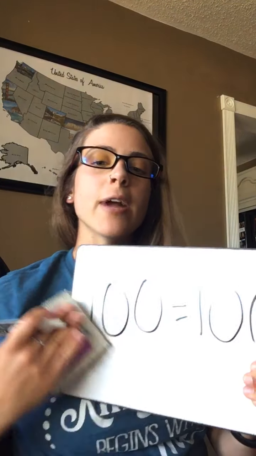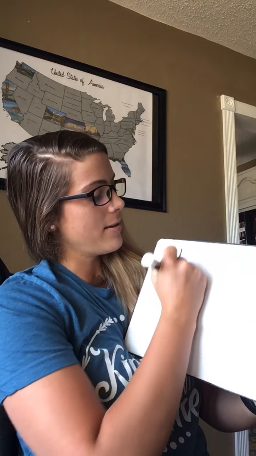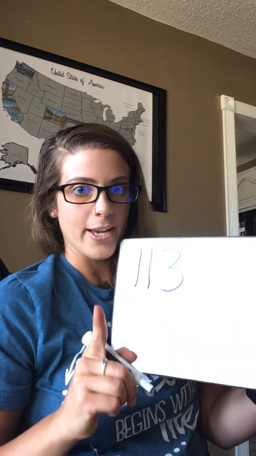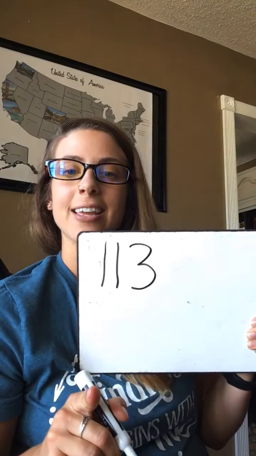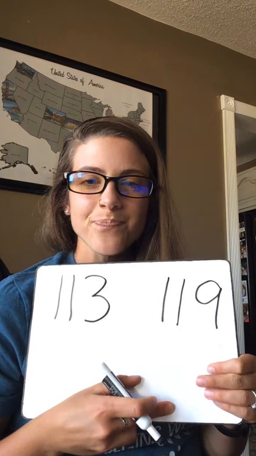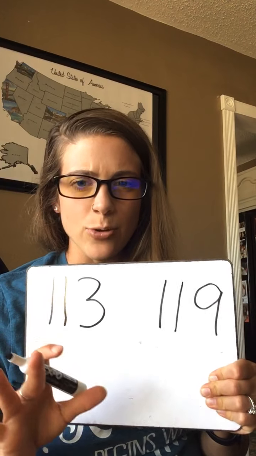Okay. Go ahead and write down 113. How would we write that? 113. And we're going to compare to 119. Can you write 119? 119. Okay. Now let's think about our place value chart.